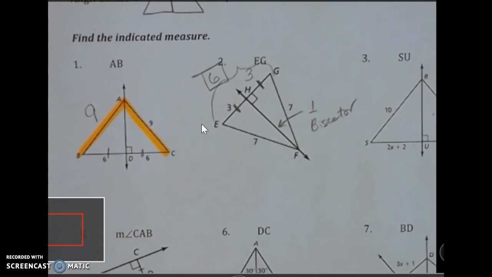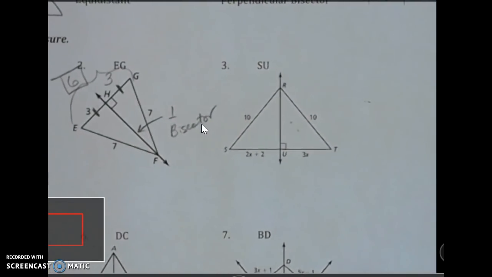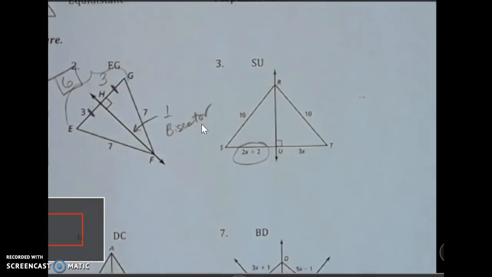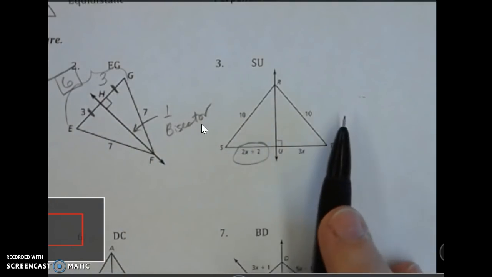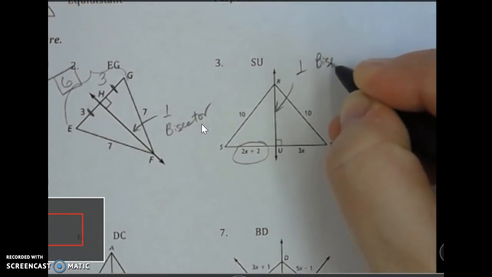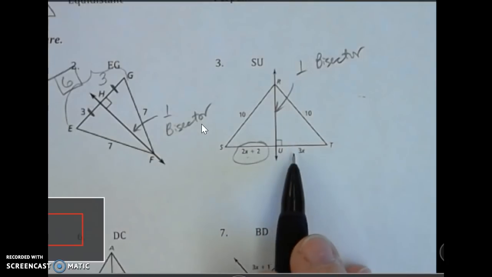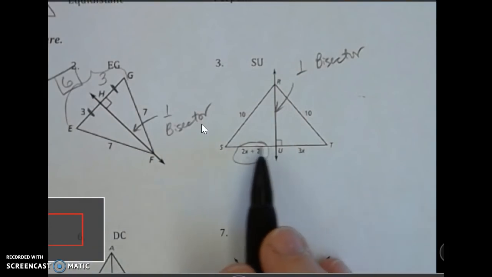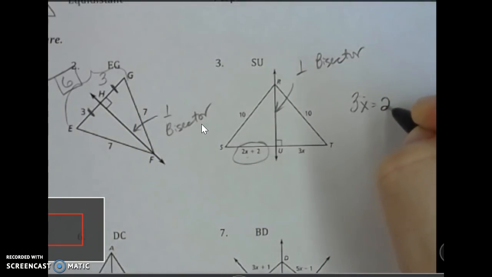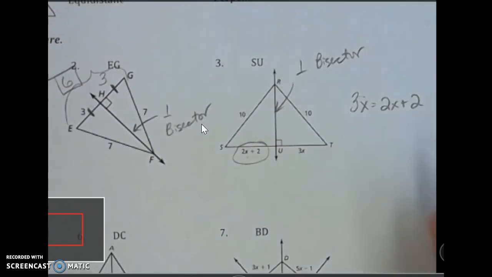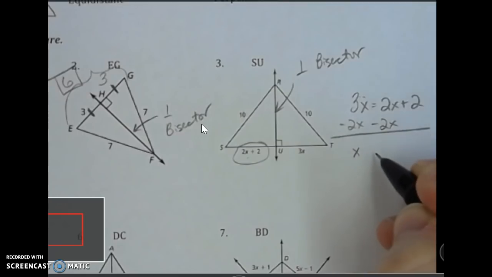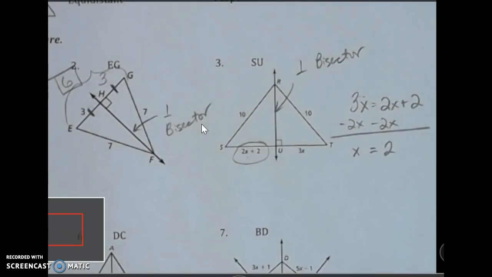For number 3, we take it a little bit further because I have x's and I need to solve for x because this is what I'm looking for. Well, this left side is equal to the right side, so that tells me that this is a perpendicular bisector. And so that means that these two pieces should be the same because that segment was bisected in half at U. So I'm going to say 3x is equal to 2x plus 2. I'm going to minus 2x on both sides, and I get x is equal to 2.